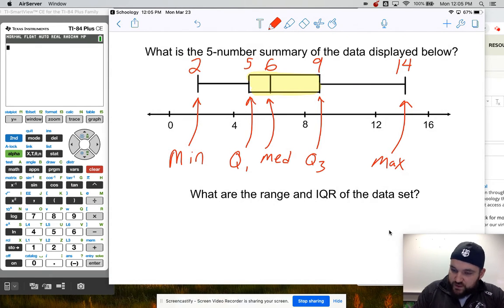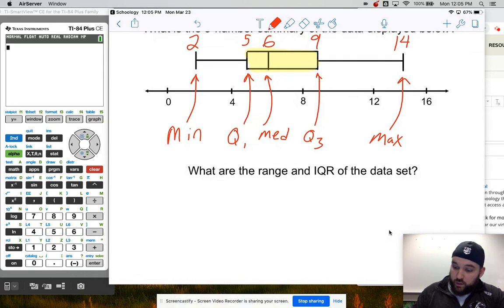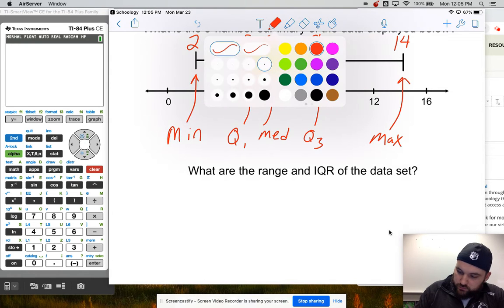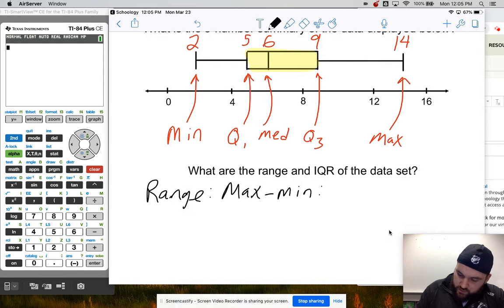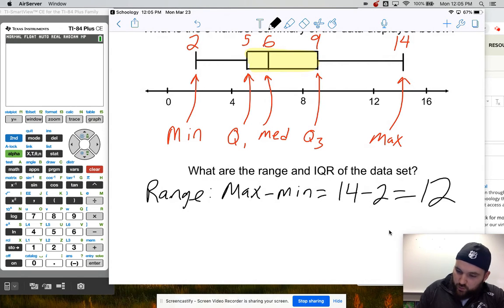So 25% above, 25% below, and then 50% is in the middle of that box. What are the range and the IQR? For the range here, we know that range is max minus min, which is 14 minus 2. So the range of this data set is 12.